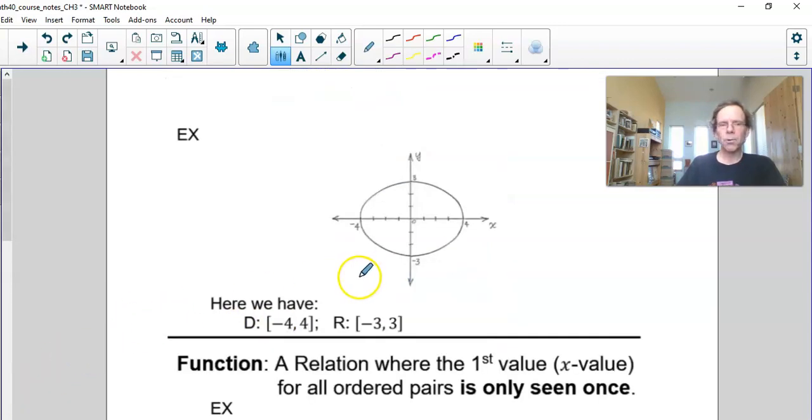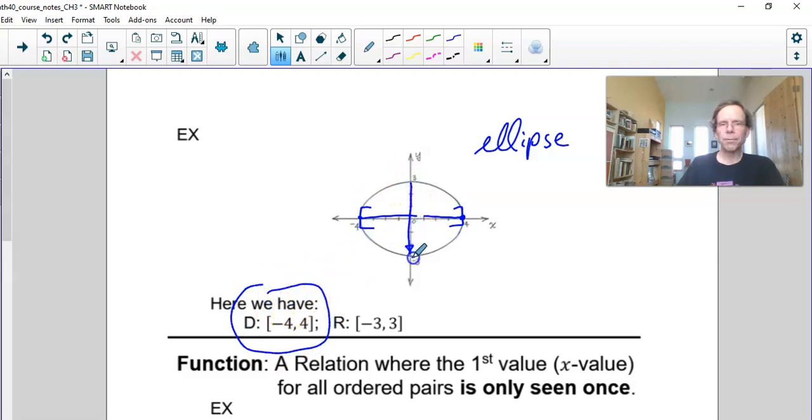One more, and then we'll quit. So this egg-shaped graph is called an ellipse. And I think it's clear that the x values you're seeing are everything from -4 up to 4. So that's the domain. And the range are all the values from -3, including -3, up to 3, like that.